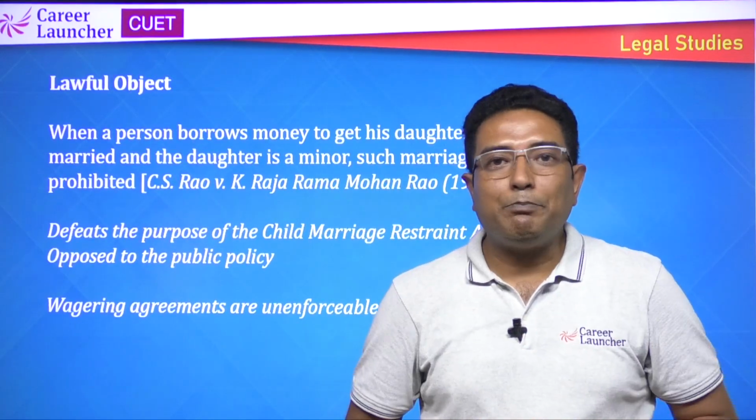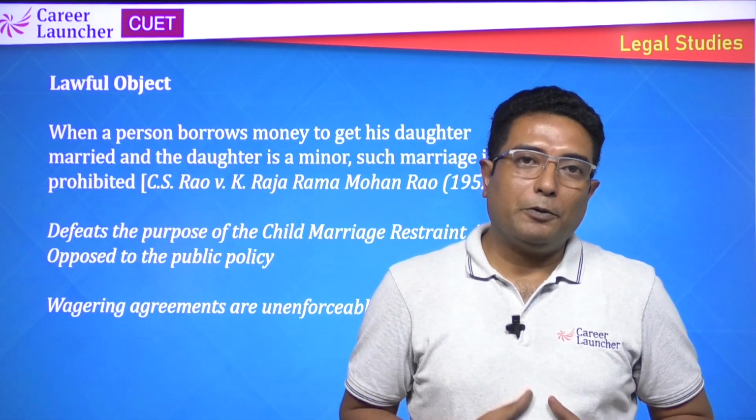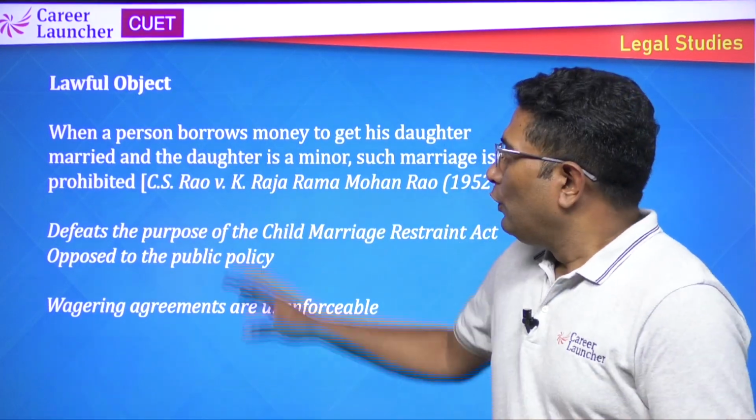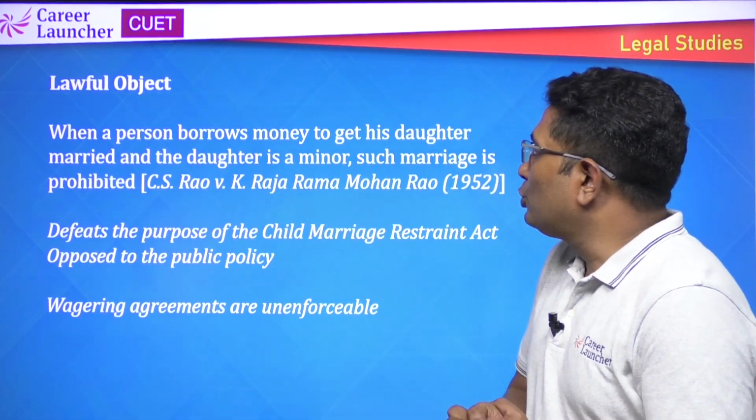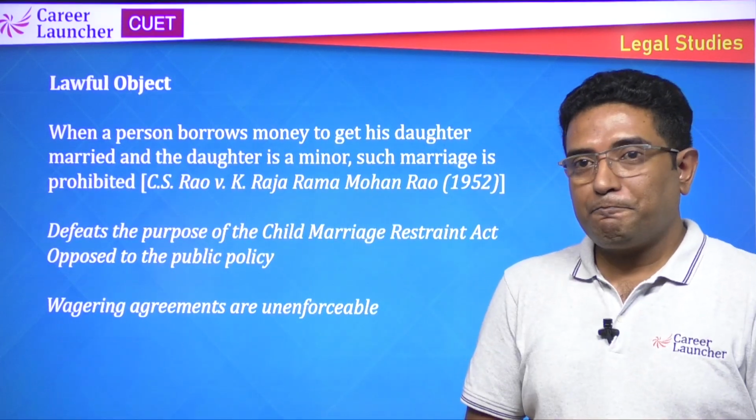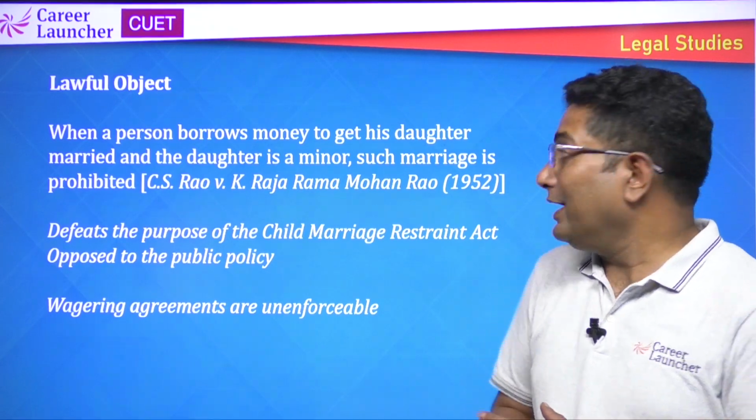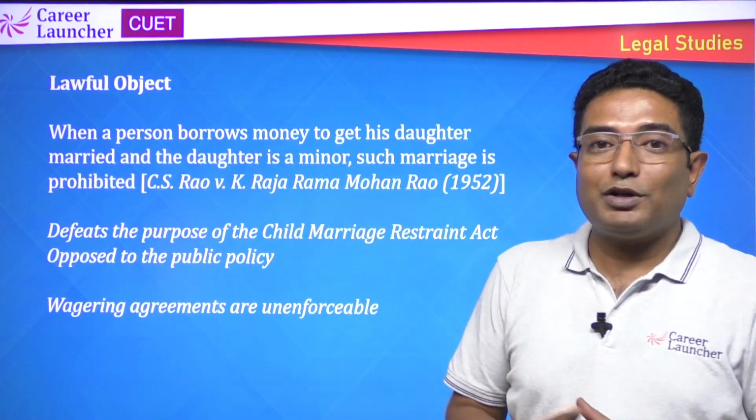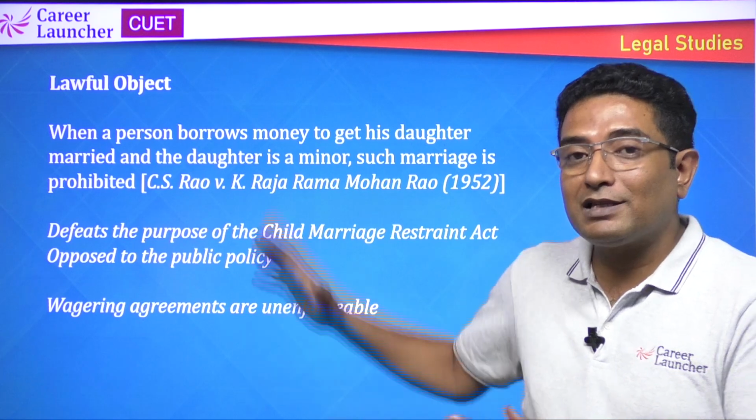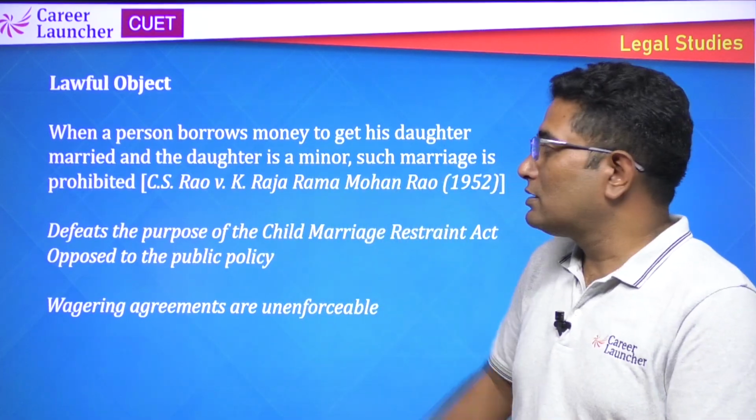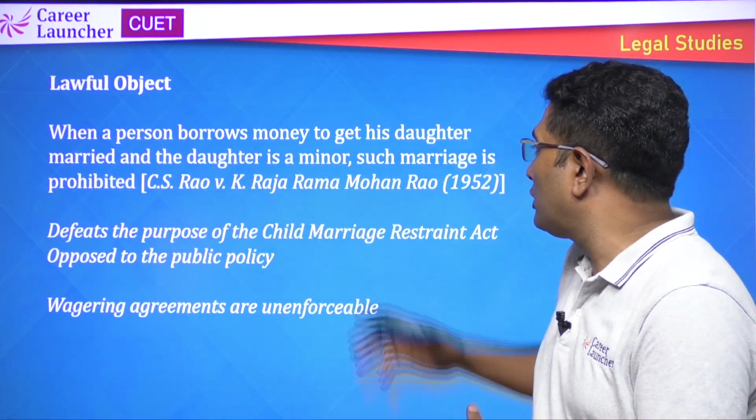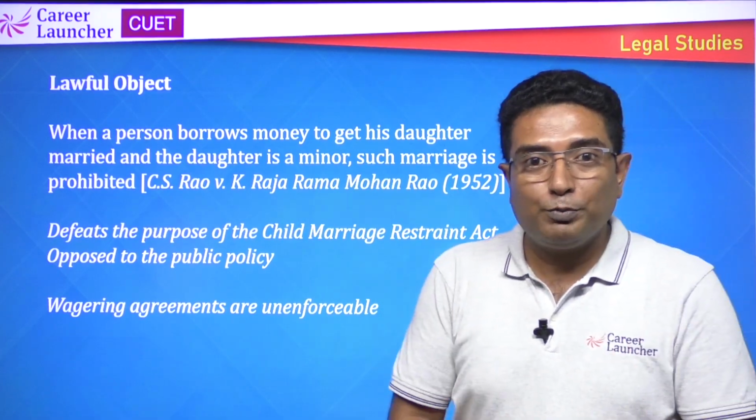Let's look at an example to understand it better. When a person borrows money to get his daughter married, and the daughter is a minor, in this case, such marriage is prohibited. And this is an important case, C.S. Rao versus K. Rajaram Mohan Rao, 1952.